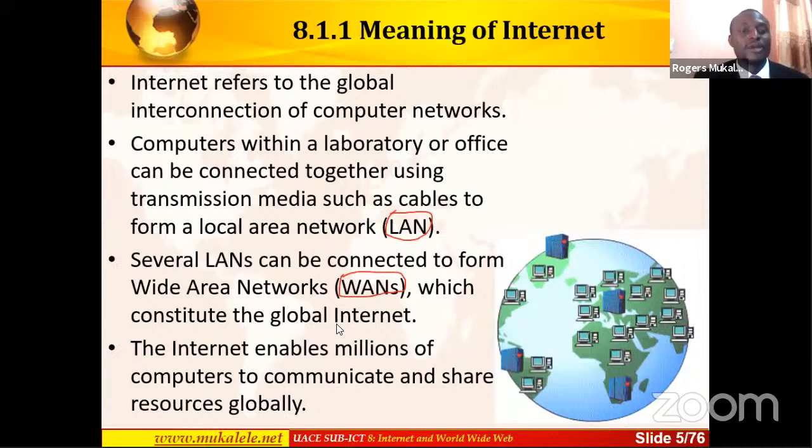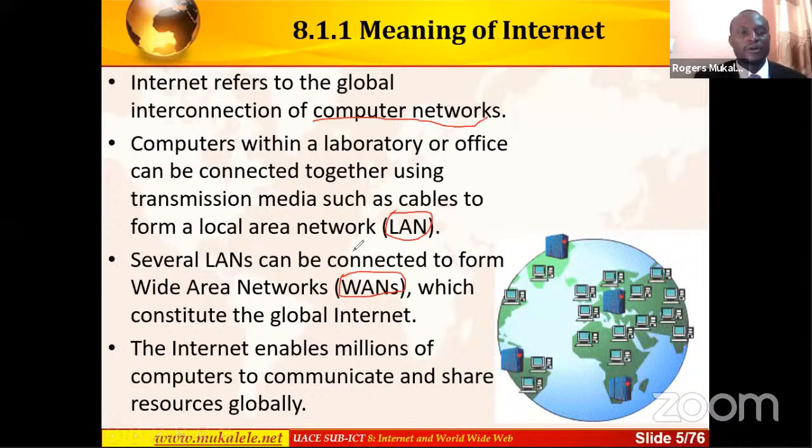So the internet is also a WAN. The internet is the largest WAN, the largest wide area network. The internet enables millions of computers to communicate and share resources globally. So when you are defining the internet, please don't just say the global connection of computers. You say global connection of computer networks. Let us always use that in order to have a good definition. Global connection of computer networks.